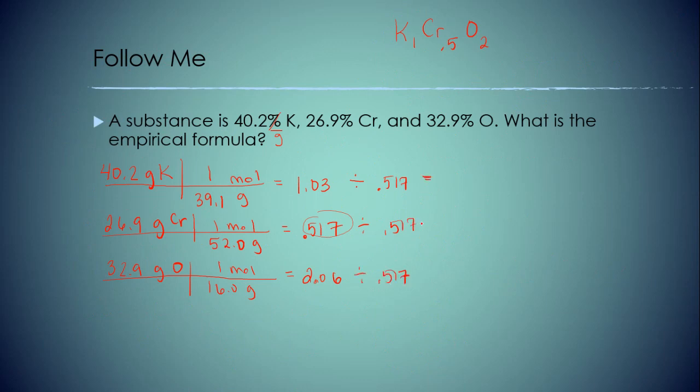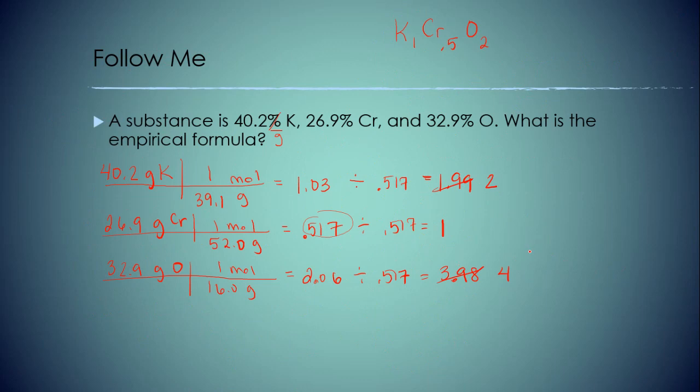Okay, so obviously 0.517 divided by 0.517 is 1. When you divide 1.03 by 0.517, your calculator says 0.99. Well, that is really, really close to, I call that 2. Okay, you divide this one, my calculator says 3. That is really, really close to 4. So we're going to call that 4.